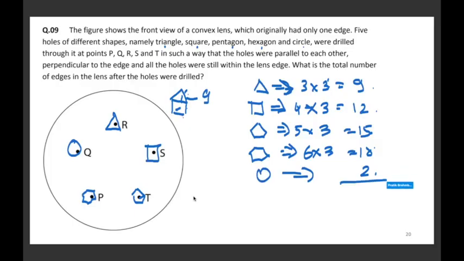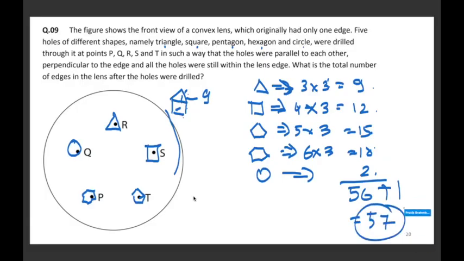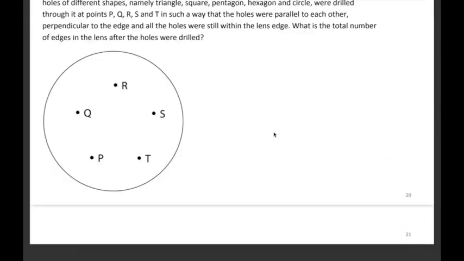When you add all of them up, it comes to 56, plus 1 edge of the lens, which adds up to 57, the total number of edges that will be formed after the drilling is done. Okay, we'll move to the next one.